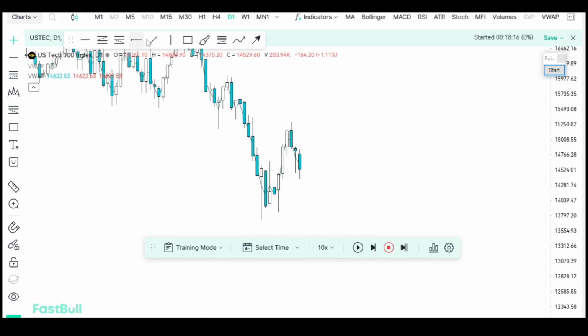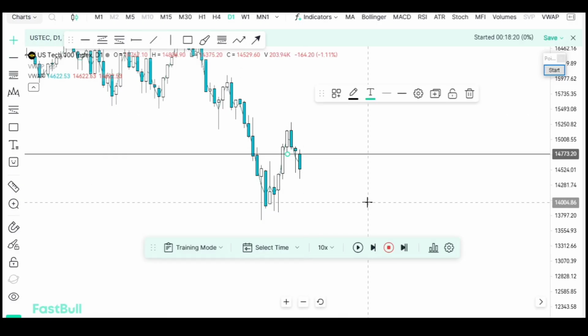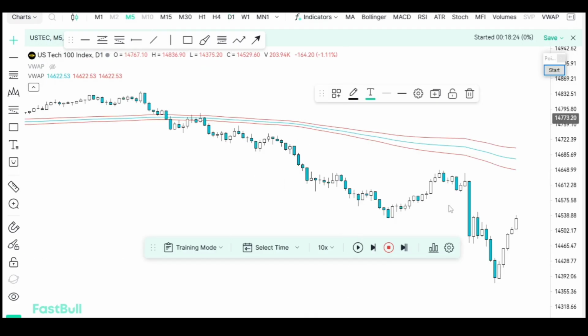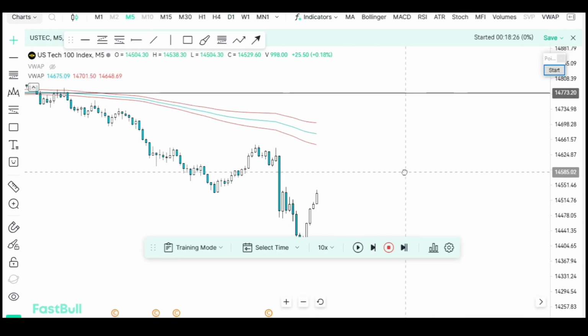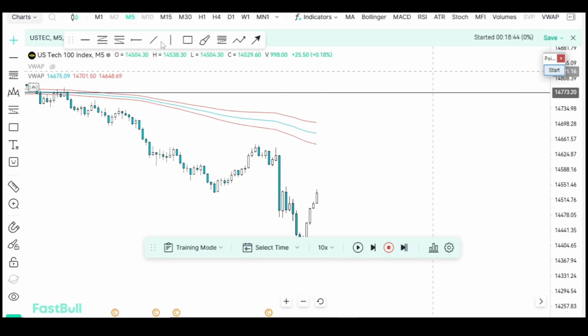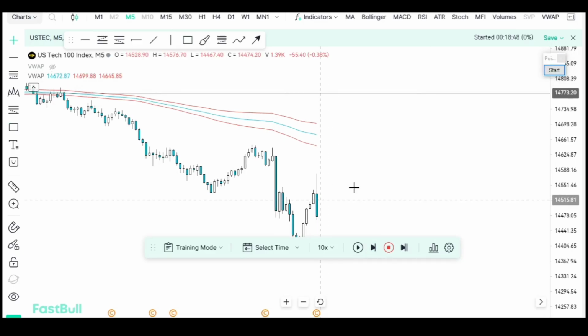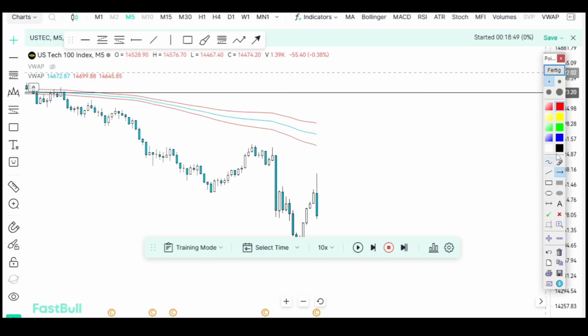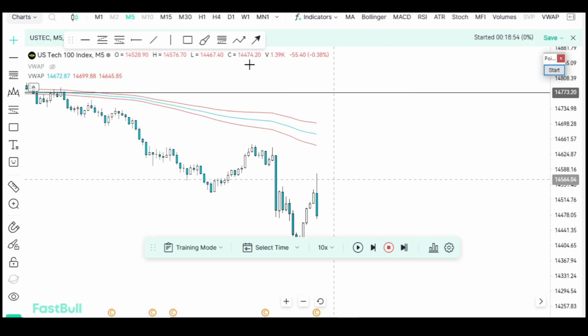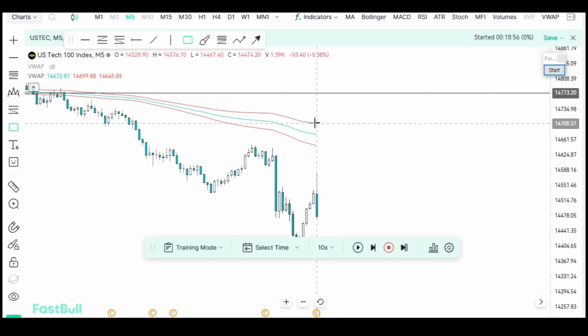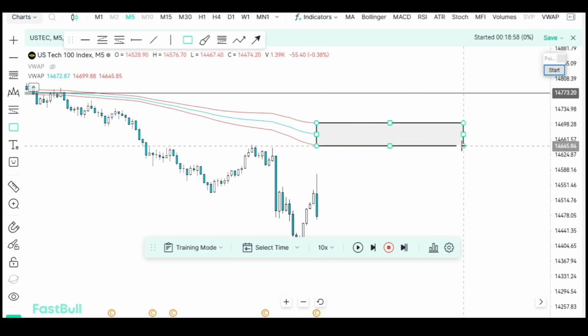Now let's look at another example. Go to the daily time frame and mark the candle open. Switch back to the 5-minute time frame. Wait for our key time, 9:35 a.m. Eastern Standard Time. Draw the reaction zone just like before.